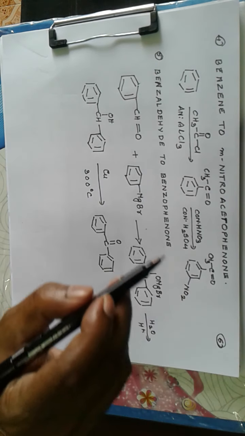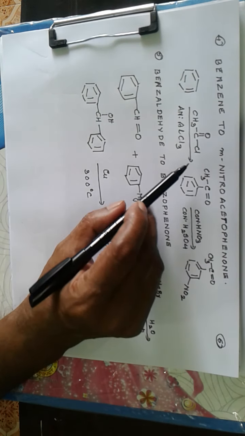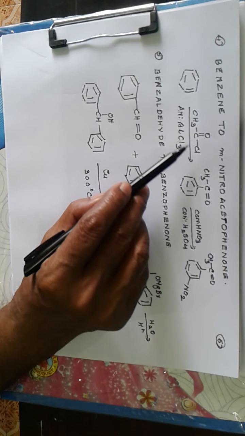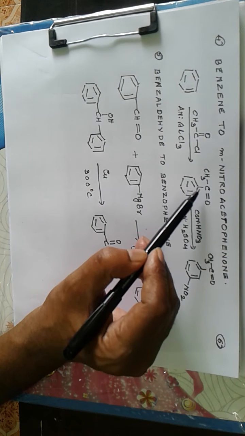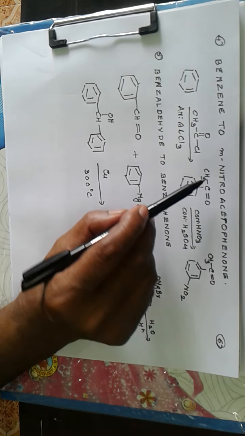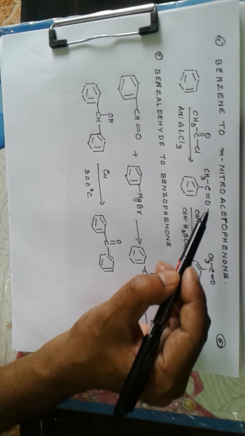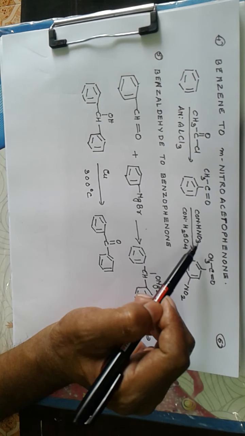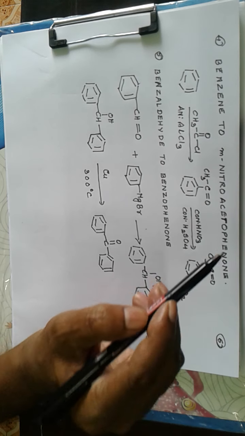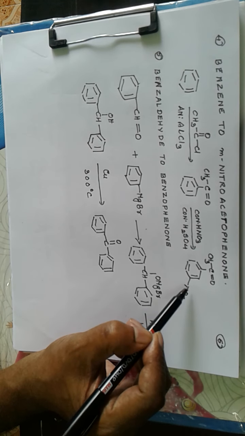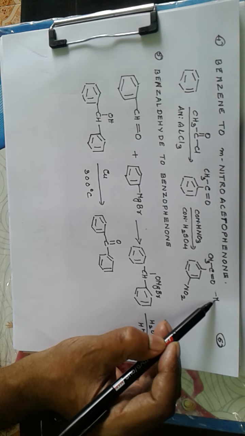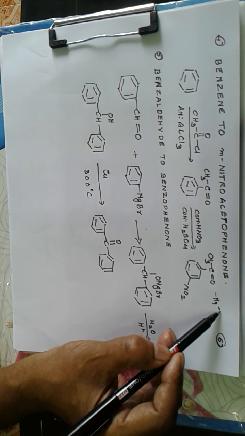So it is best to start first with the acylation reaction, CH3COCl and anhydrous AlCl3 to give this compound. The CH3CO group is connected. It is an electrophilic substitution reaction. We get acetophenone, then it is subjected to nitration using a mixture of concentrated HNO3 and concentrated H2SO4. We get meta-nitroacetophenone because this group is meta-directing due to its -M effect. Of course, -I is also there.